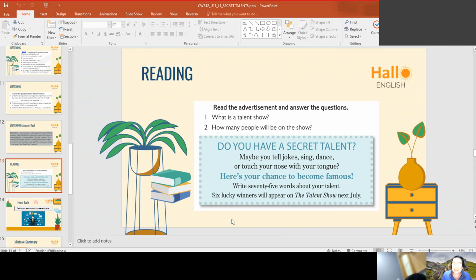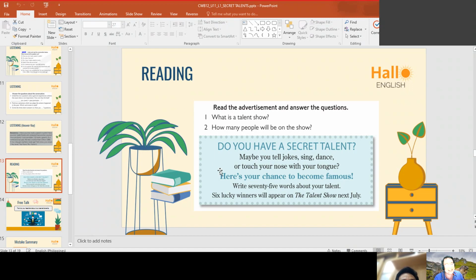Okay. So the other advertisement goes like this. Do you have a secret talent? Maybe you tell jokes, sing, dance, or touch your nose with your tongue. Here's your chance to become famous. So, what are you going to do? Write 75 words about your talent. 6 lucky winners will appear on the talent show next July. Now, let's try to answer the question about the advertisement.